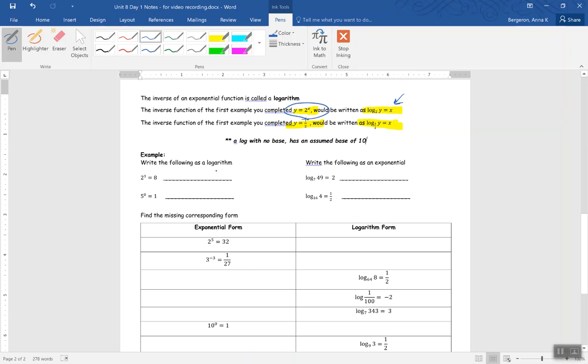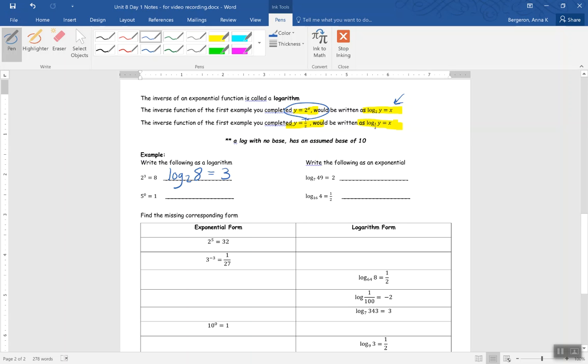So looking at our first example, we have 2 to the third power equals 8. So this is an exponential form, and we want to write it in logarithm form. So we're going to change this to log. And then if you think this is 2 to the third power, this base is 2, my log is going to have the same base. So it's going to be log base 2 of 8 equals 3. Because remember, your exponent is what your log is equal to.